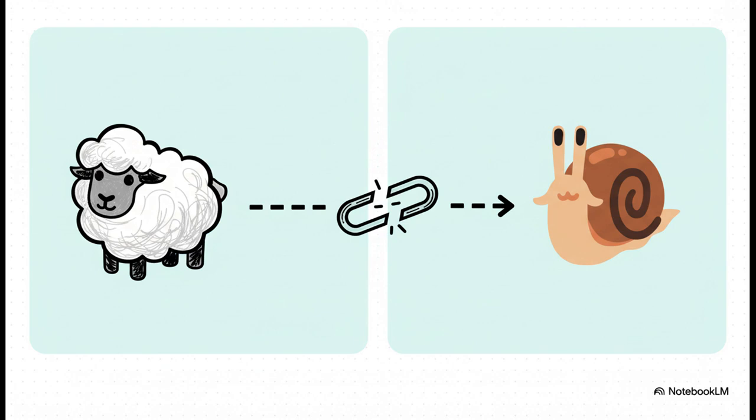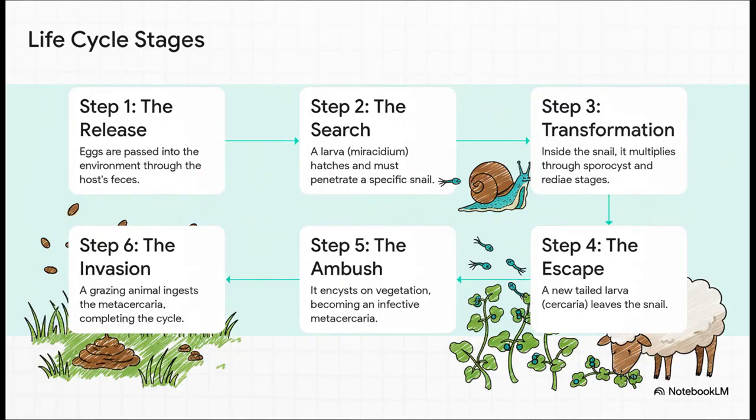First, you've got the definitive host. That's our sheep or cow, where the adult fluke lives, grows, and reproduces. But, and this is a big but, to even get there, it needs an accomplice, the intermediate host, which is a very specific type of freshwater snail. Seriously, without this snail, the whole operation just completely falls apart. It's a critical link. So let's walk through the fluke's playbook, step by step.